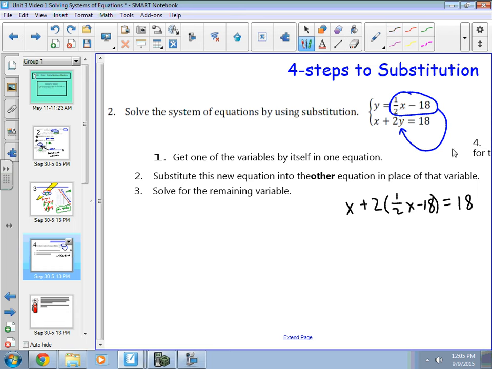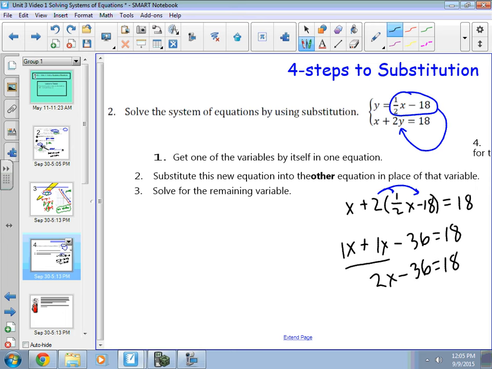And this one, it looks like we are going to have to proceed by doing some distributing here. So 2 times 1/2, half of 2 is 1, so that's just going to be 1x. And 2 times negative 18 is negative 36. Let's combine these like terms here. This is also a 1x, so 1x plus 1x is 2x minus 36 equals 18. If we add 36 to both sides, we are going to get 54. And then divide by 2, it looks like x is 27.